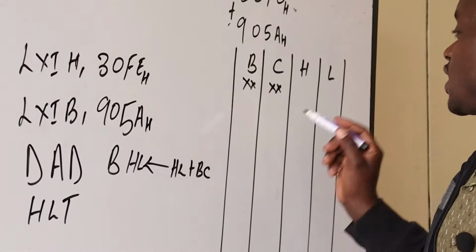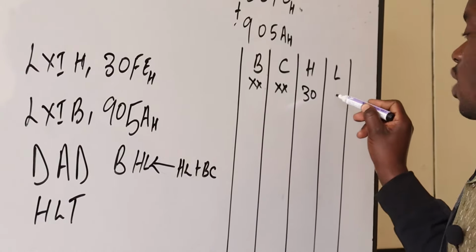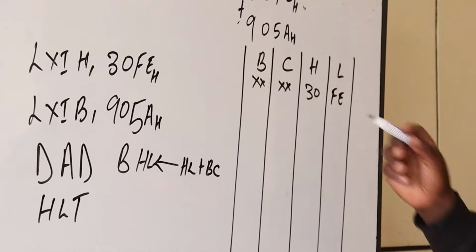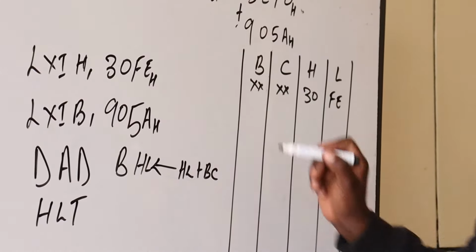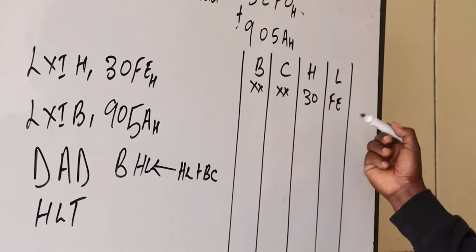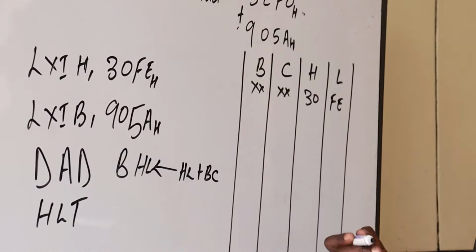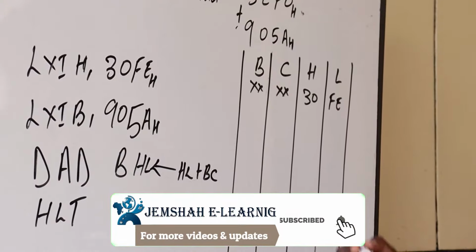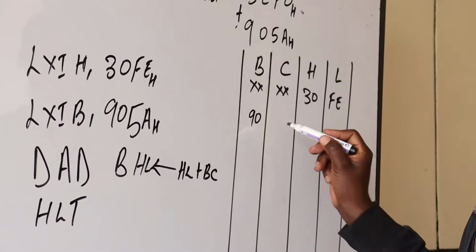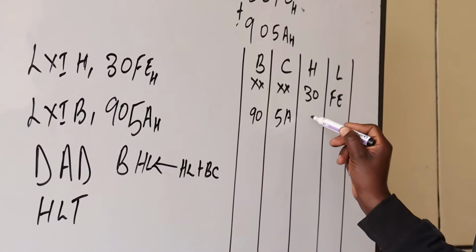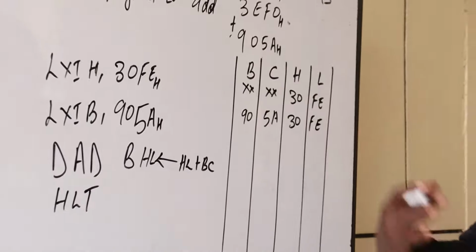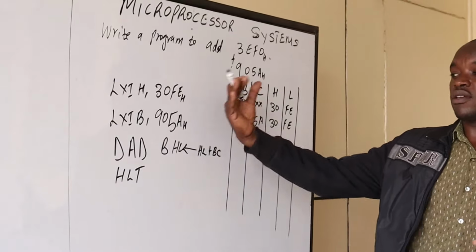But what we know is that in H we have 30 and there we have FE. So at the end of the instruction LXI H, 30FE, it implies data 30 will go to register H, then data FE will go to register L. Then after that we say LXI B, now we are sure what's in BC. So here we have 90, here we have 5A, here we have 30, here we have FE. Now we are tracing what's happening after each instruction execution.